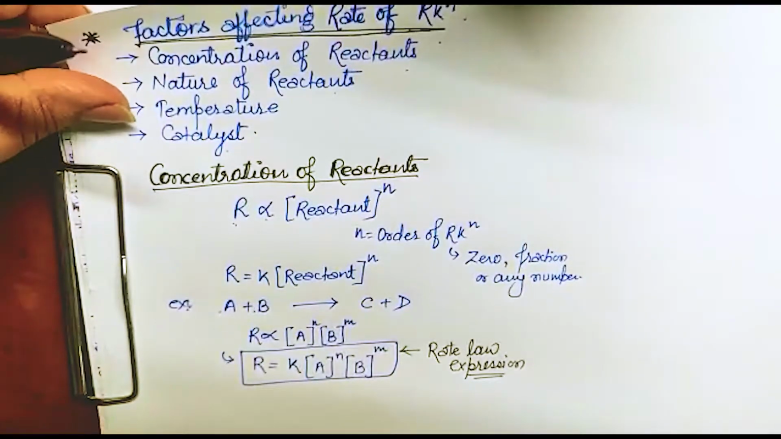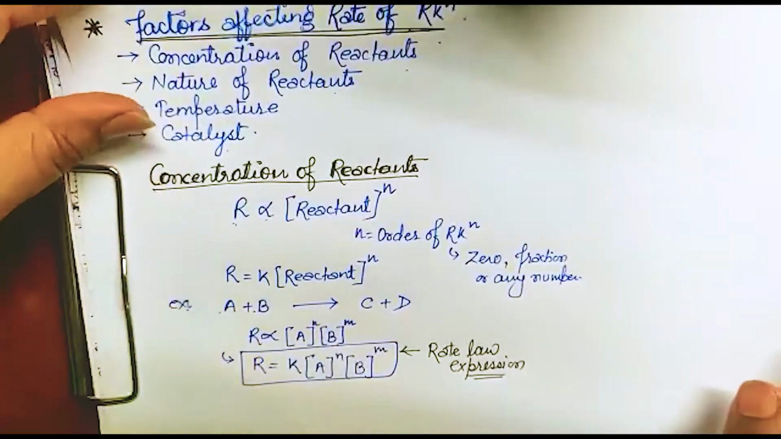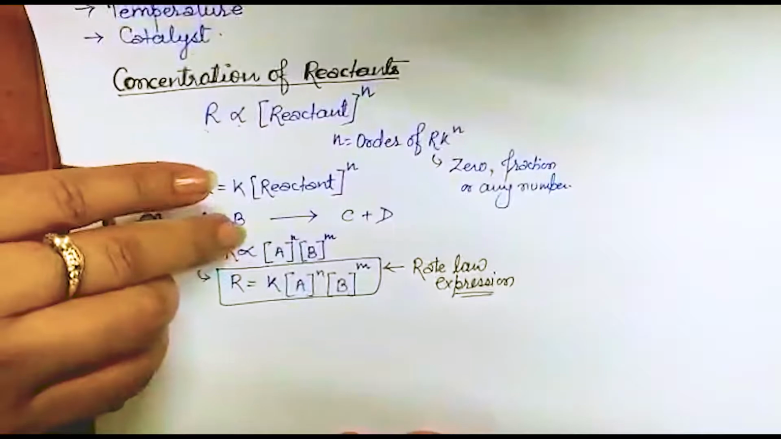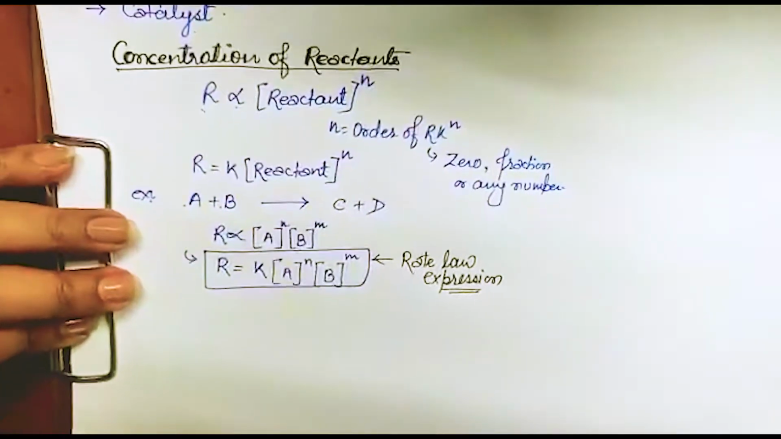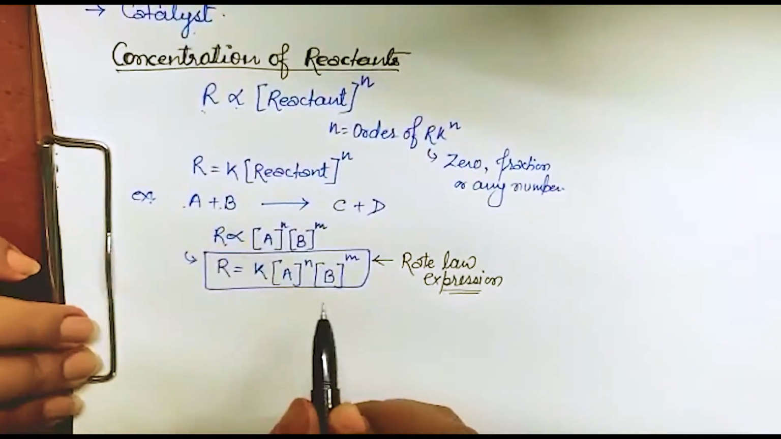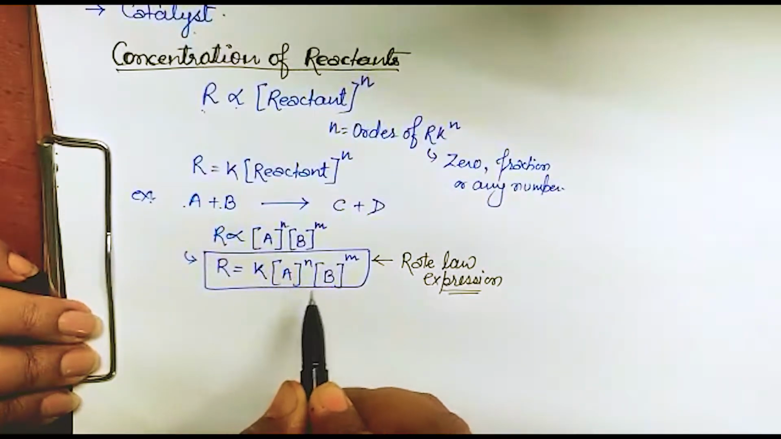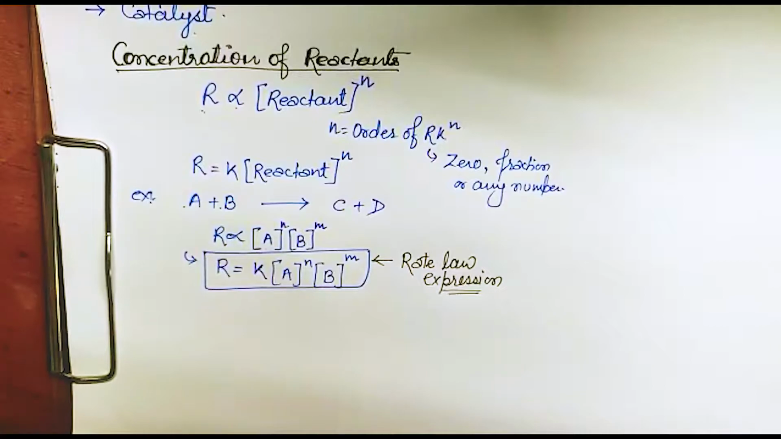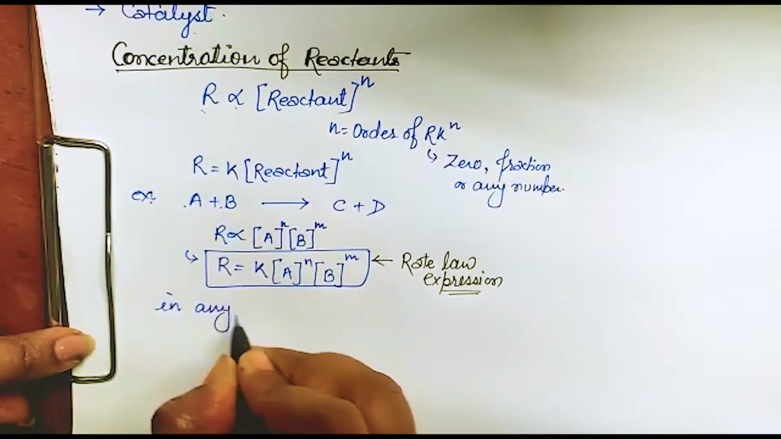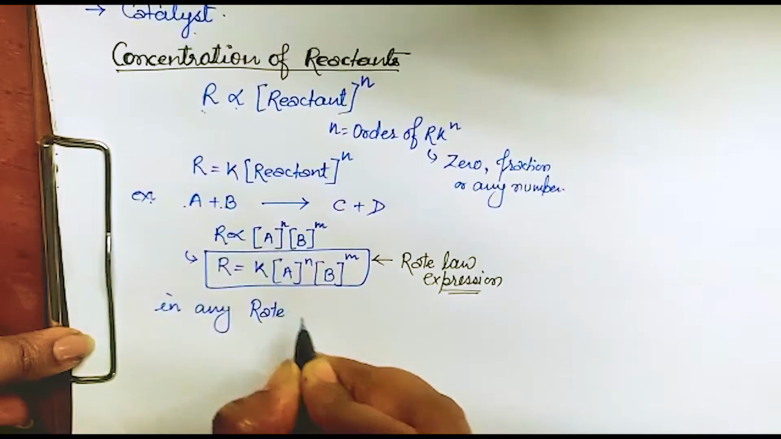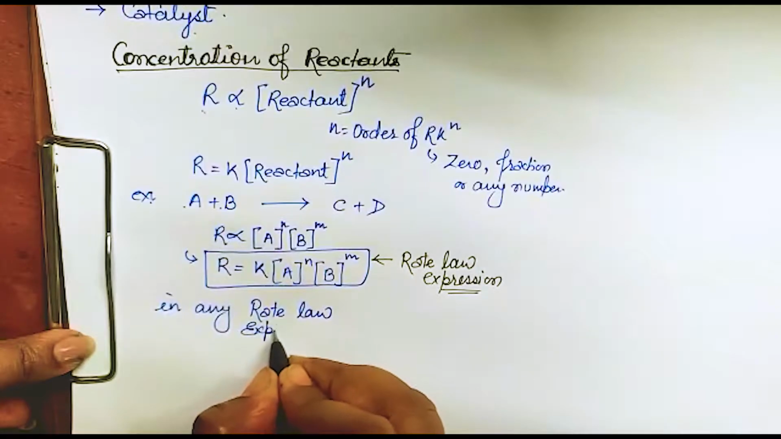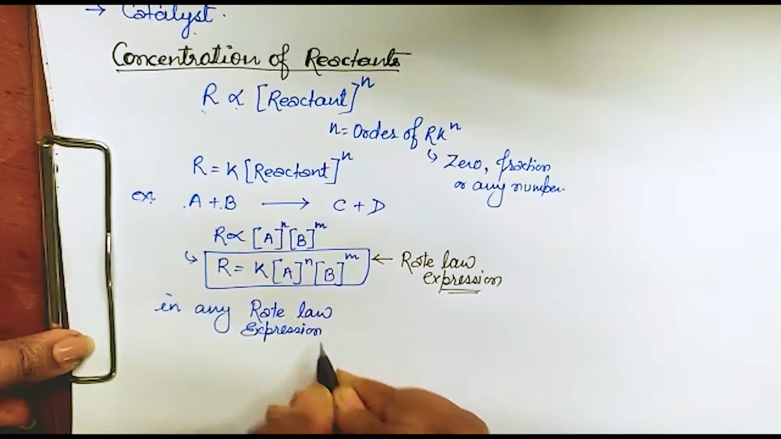Clear? Any problem in this? Okay. And in this, what we have to see, in any rate law expression, the sum of the power of the reactants is equal to the order of the reaction. Okay? In any rate law expression, this is a very important thing you have to keep in your mind. Rate law expression, the order will be this.